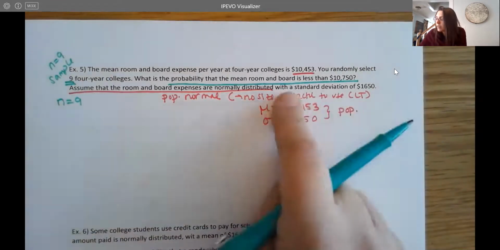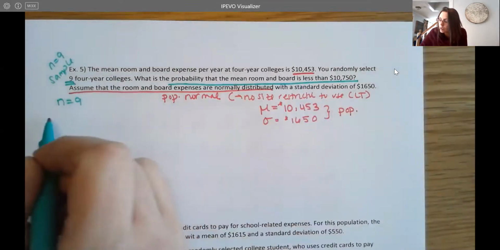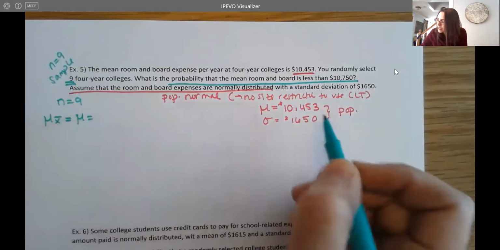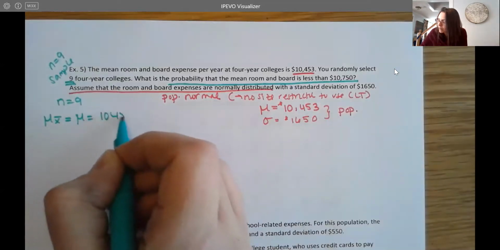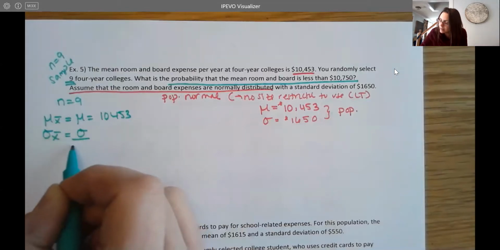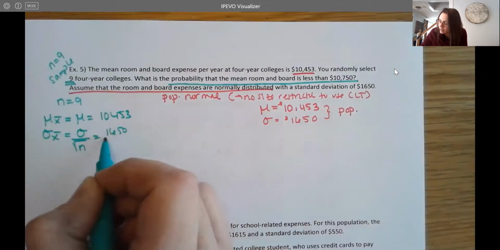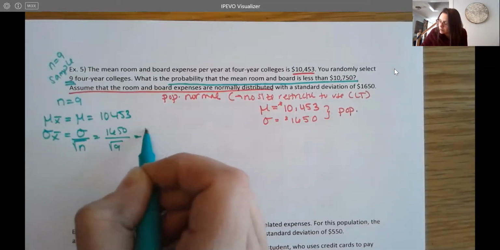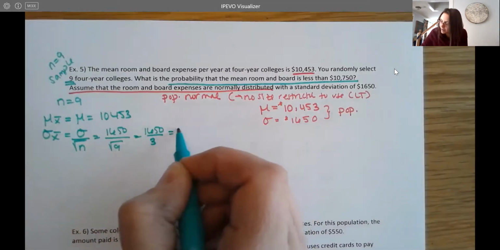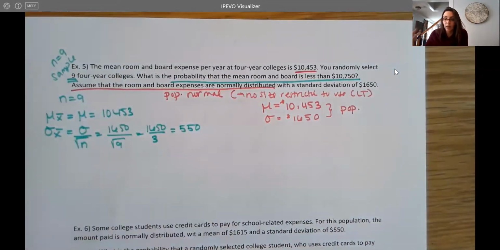Again, that's small, but it's okay because the population is already normal, so I don't have a restriction on the sample size. So my mean of the means is going to be the same as the original population, which is 10,453. And then the standard deviation we use is going to be the same standard deviation, but divided by the square root of N. So I use 1650 over the square root of 9. So 1650 divided by 3 is going to be $550. And again, these means are going to be normally distributed, so we can use that bell curve.